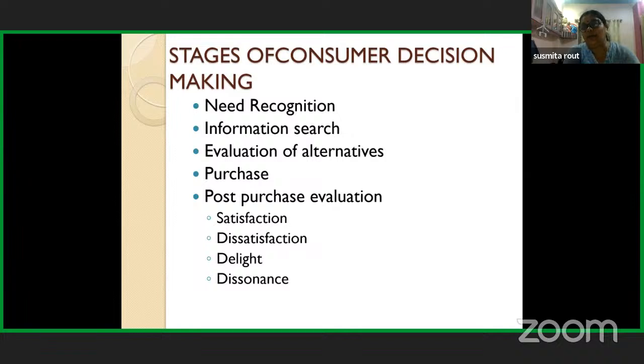Consumers evaluate those alternatives on certain criteria. Every consumer has a set of individual criteria. Those criteria consist of certain factors of purchase. Like, let's suppose I'm buying a cell phone. My criteria might be, I'll first look into the price, then the brand, then the presentation, then the features.